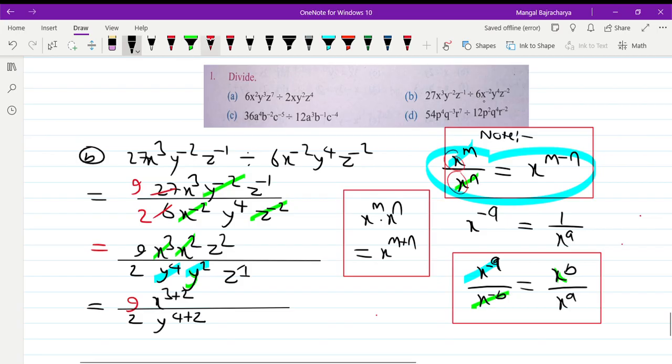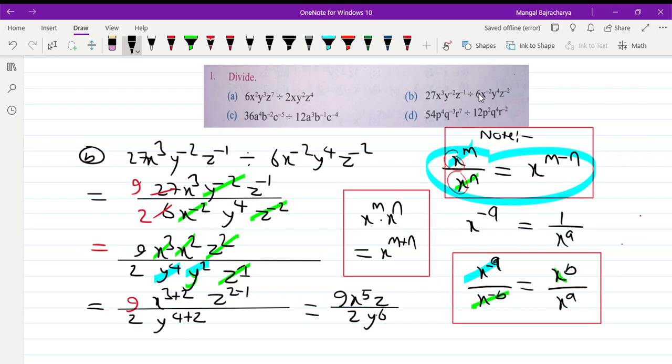And now about the z, these are getting divided, z power 2 by z power 1, and we have to subtract for sure, by bringing it to the side where the higher power is. Here the higher power is 2, so it is in the numerator. So z power 2 minus 1 we do, and this way we get 9x power 5 z power 1 in the numerator, and below there is 2 and y power 6. So this is the answer for number B.